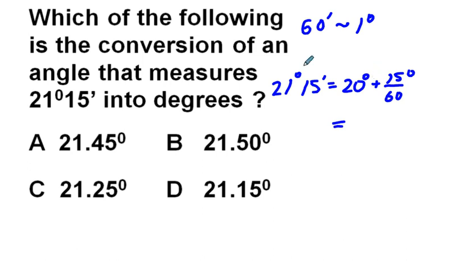I said 20, I can't even remember what I'm doing here. Okay, 21 degrees. So 15 over 60 simplifies to 1/4. So our answer is going to be 21.25 degrees, which is answer choice C.